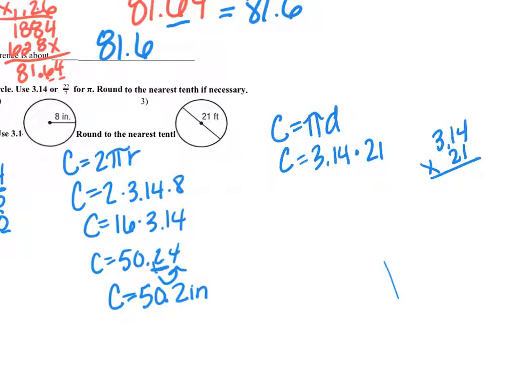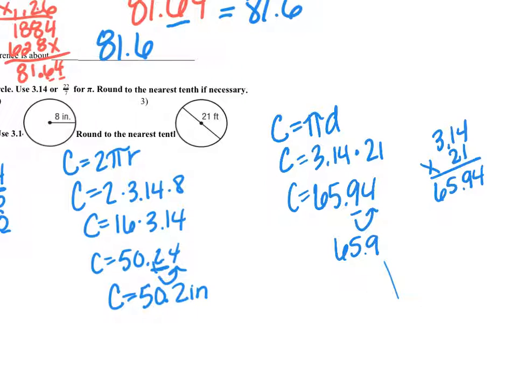Okay, so 3.14 times 21 is, bless you, 65.94. Does everybody agree with that? Okay, round to the nearest tenth. So here, look back, it's going to stay the same. So it's 65.9 feet.